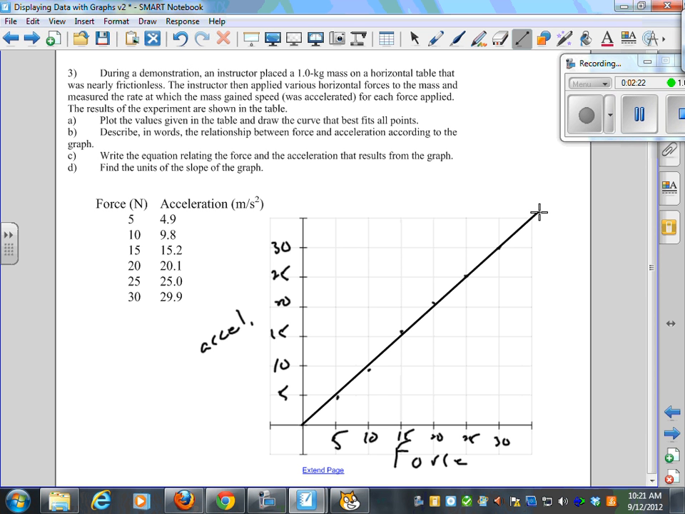Write the equation relating the force and acceleration that results in the graph and find the units of the slope of the graph. That's always the hard part, isn't it? Did anybody come up with an equation for this yet? You're the only one, right?